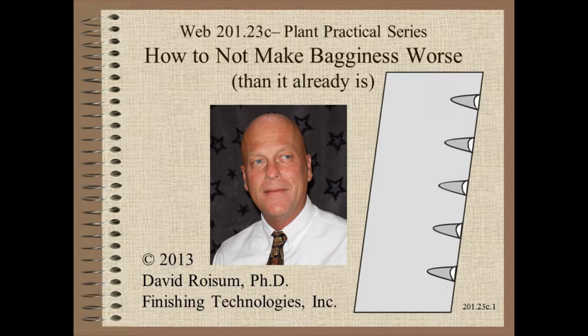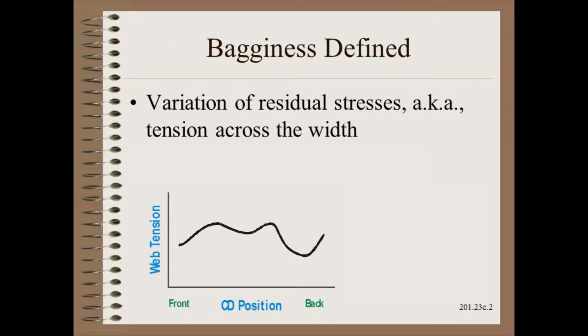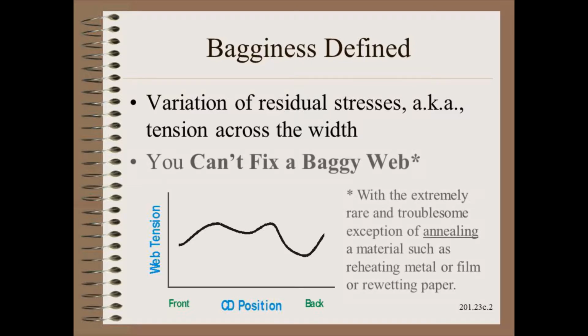In this video, we continue our discussion of bagginess by describing how not to make it worse than it already is. As we recall from the wrinkling module of Web 101, one way to define bagginess is the variation of residual stresses or tension across the width of the web. By this definition, it is not possible to fix a baggy web because the damage is inherent to the web.